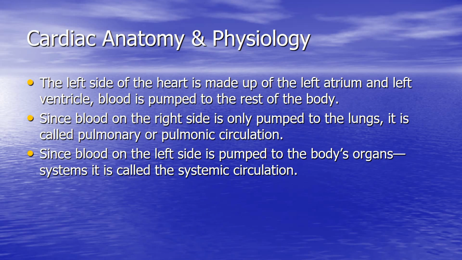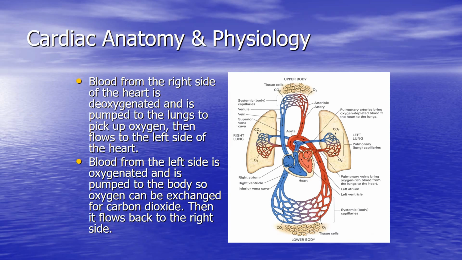Since the blood on the right side is only pumped to the lungs, it is called a pulmonary or pulmonic circulation. Since blood on the left side is pumped to the body's organs, it's called the systemic circulation because it goes to the body's systems. At this point, you should know the difference between the right and left circulations of the heart.